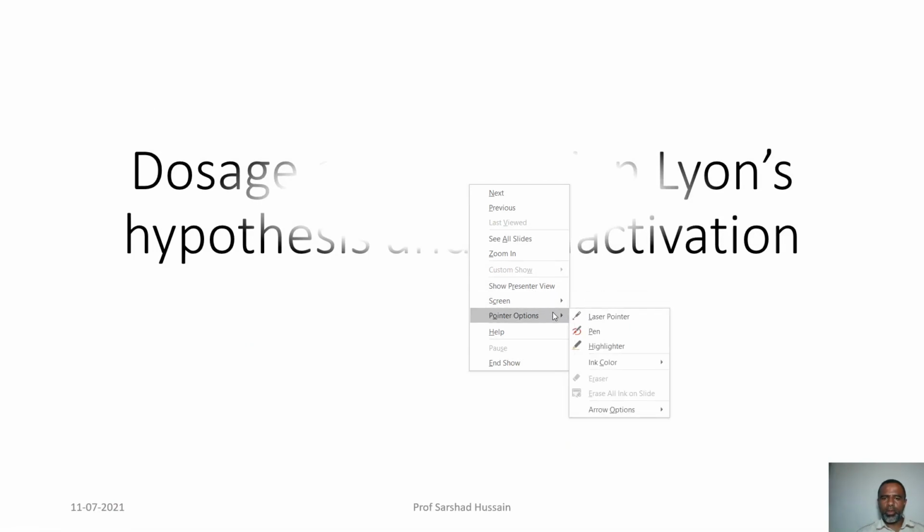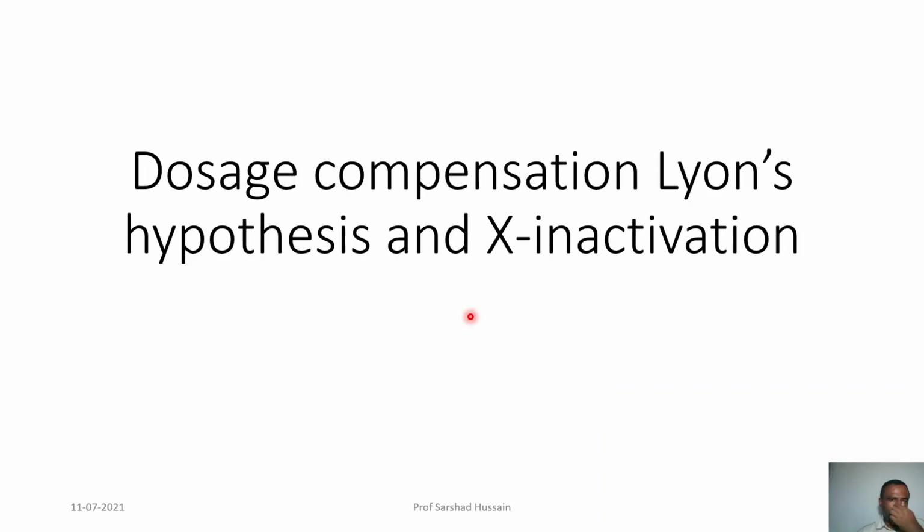So, dosage compensation was basically beautifully explained by Lyon's hypothesis, and dosage compensation is done in some of the animals with X chromosome inactivation. So, it is also associated with the X inactivation. X means X chromosome.